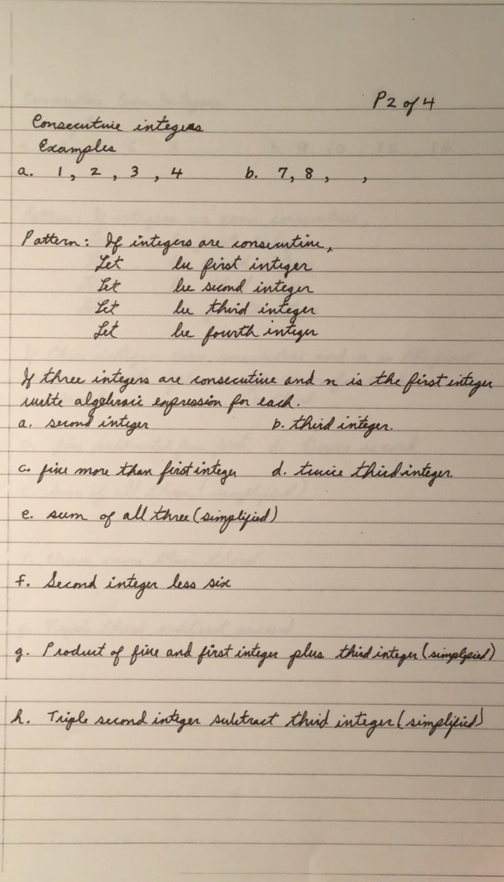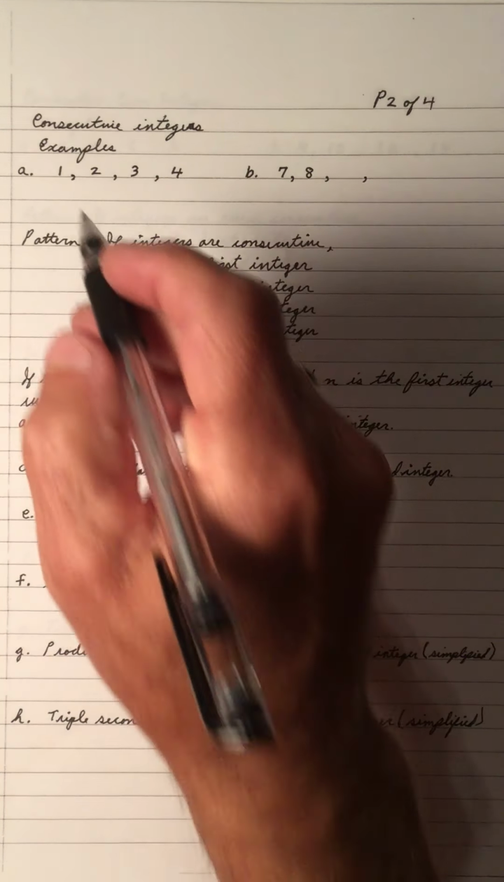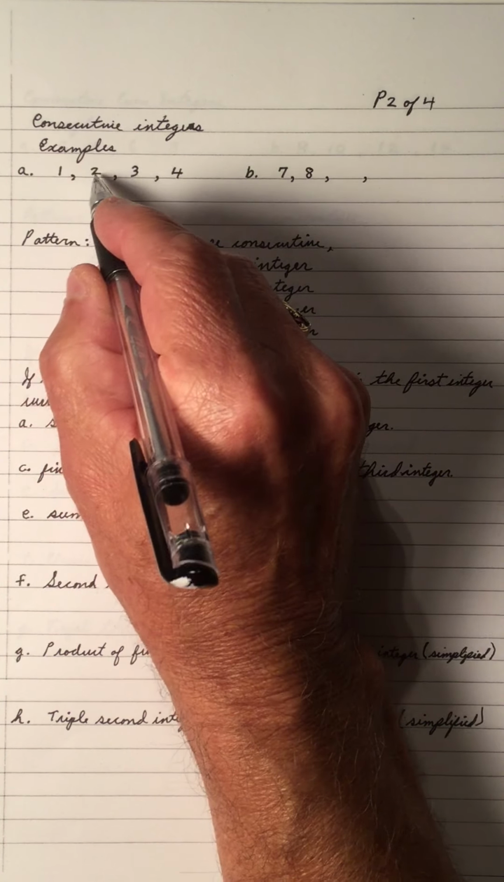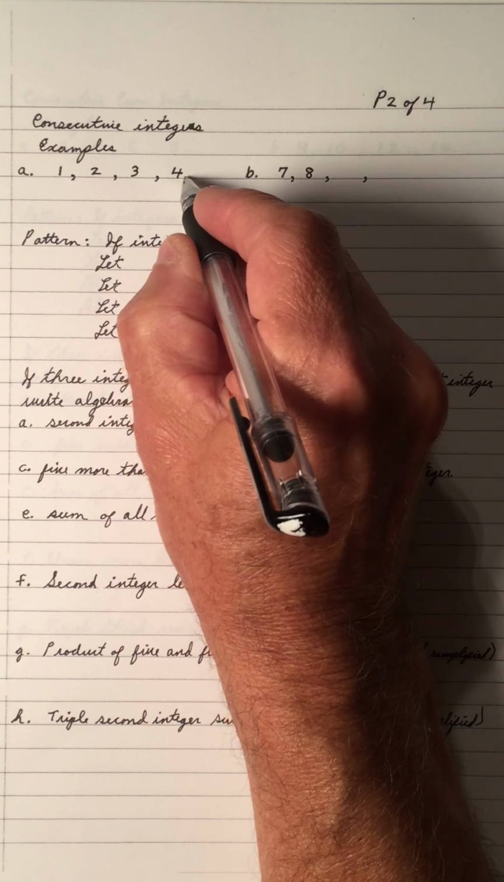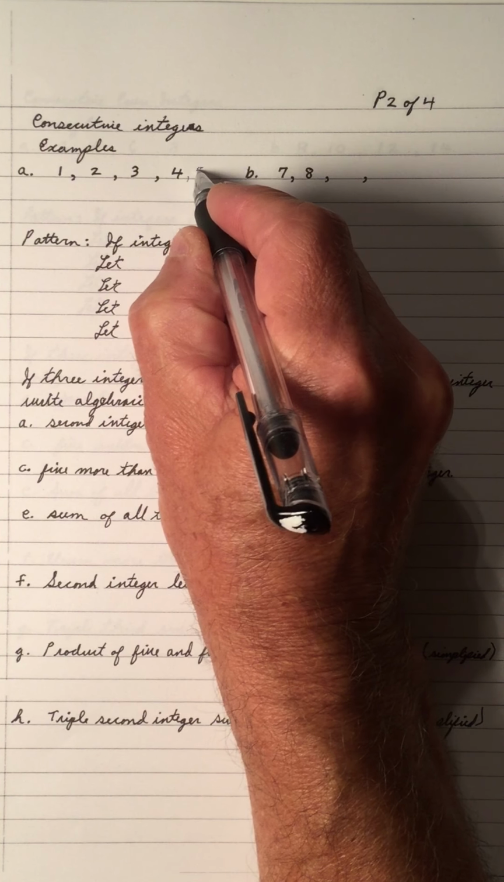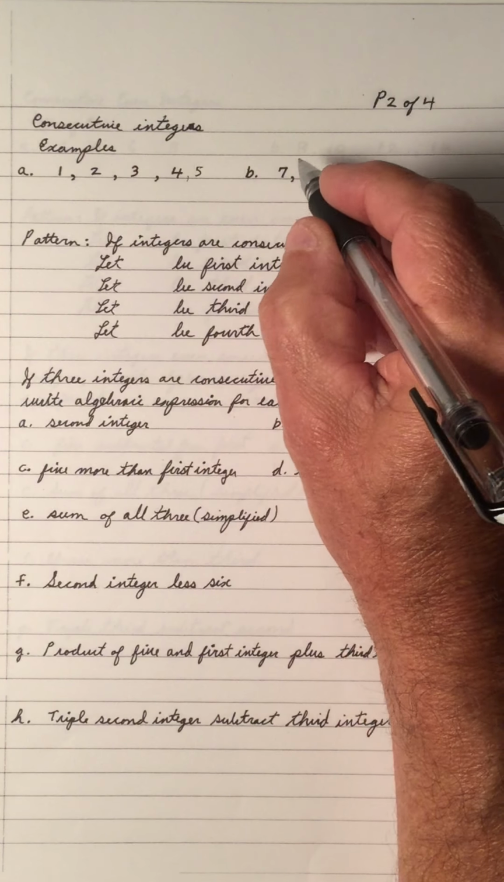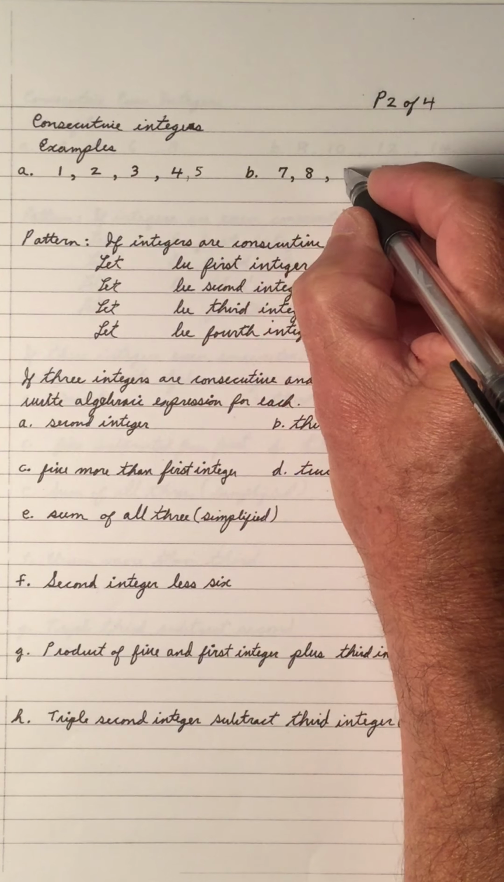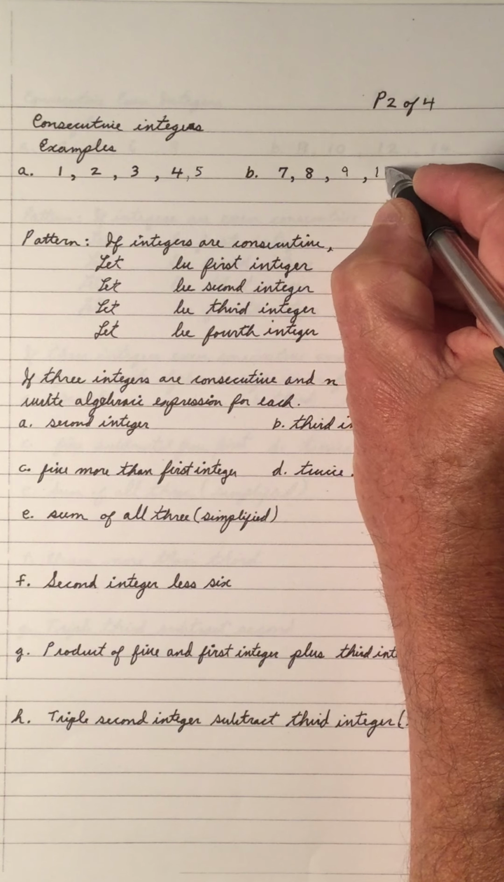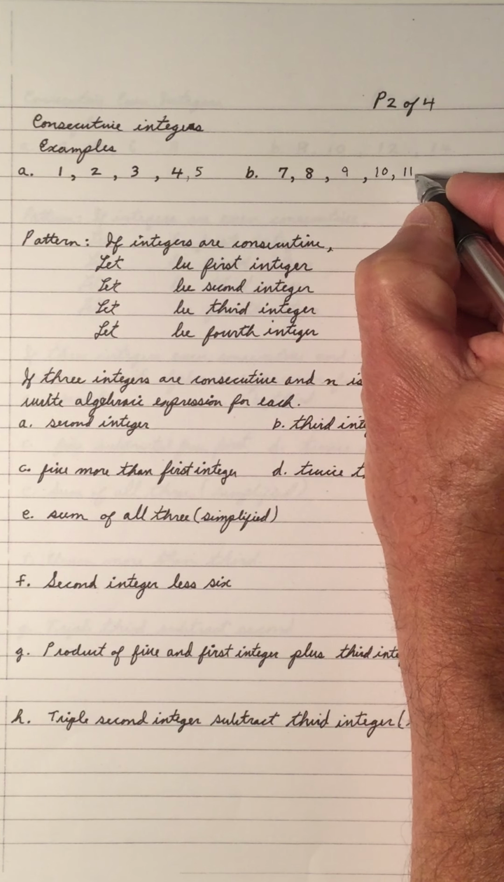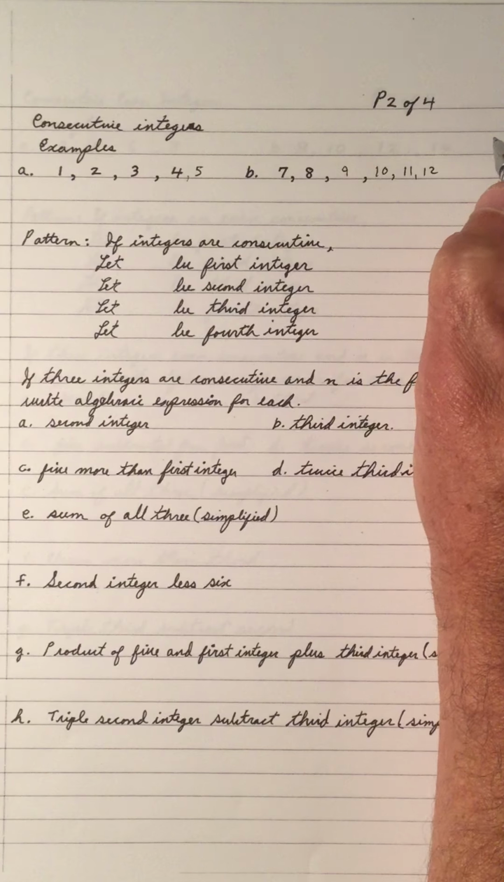Consecutive integers. Some examples: 1, 2, 3, 4, and if I want to keep on going, I could go to 5, etc. They follow each other, adding on 1. Or you could have 7, 8, 9, 10, 11, 12, etc.